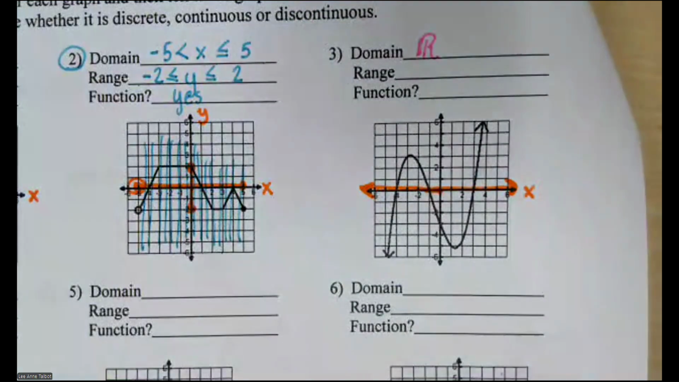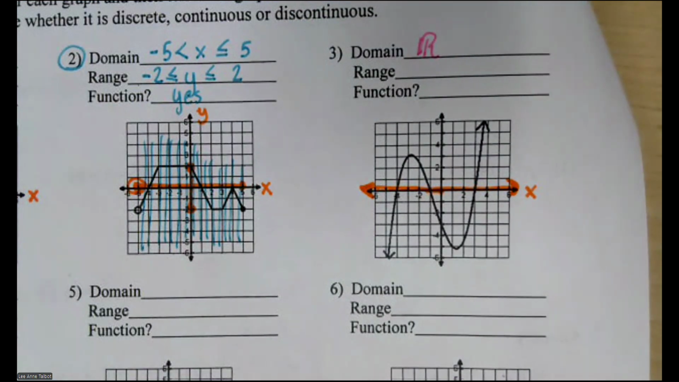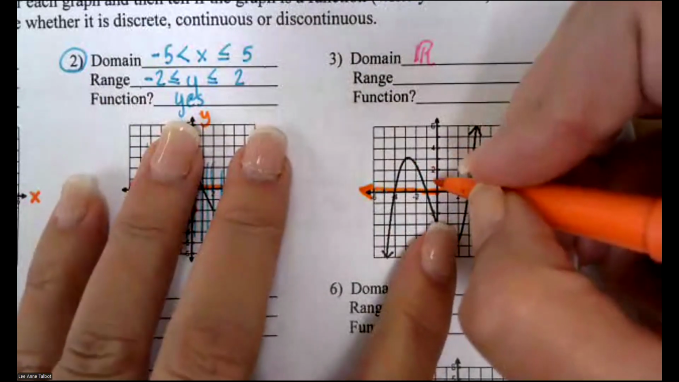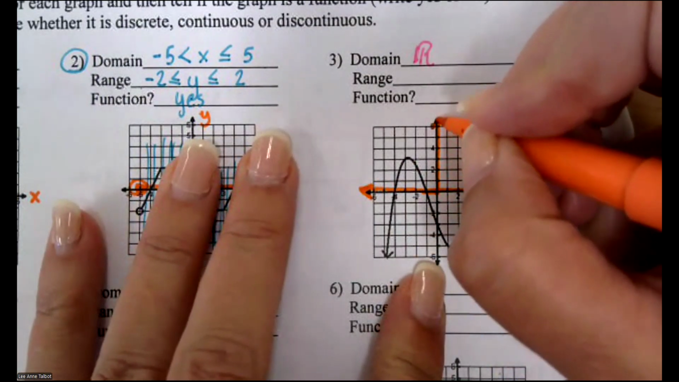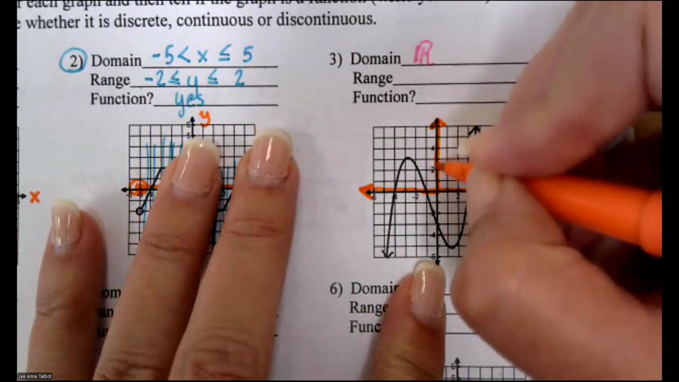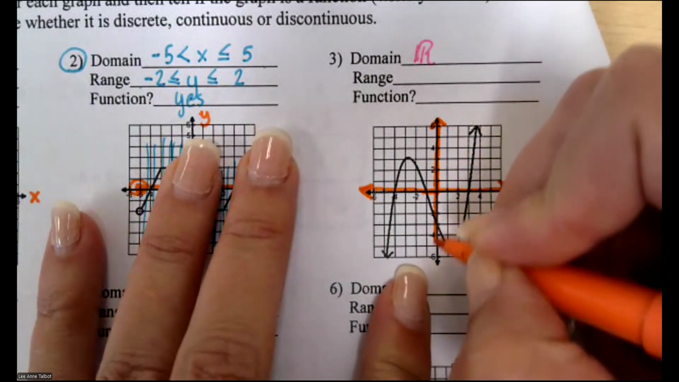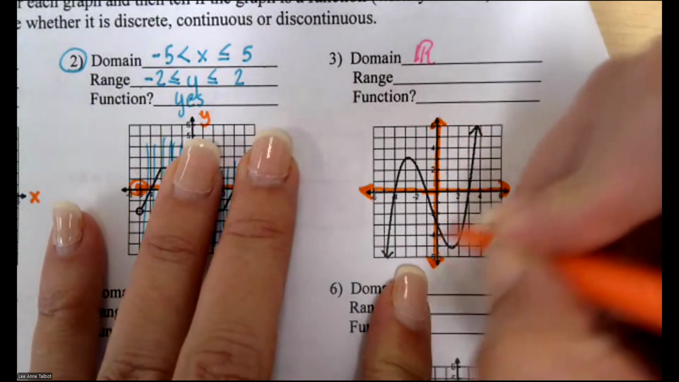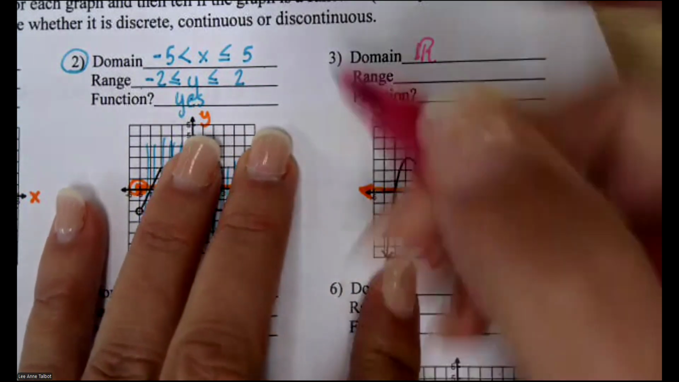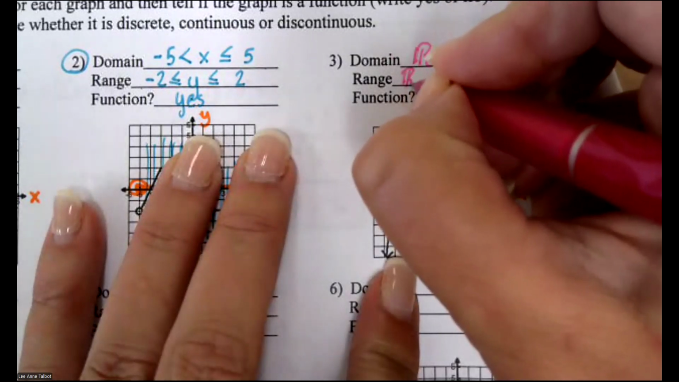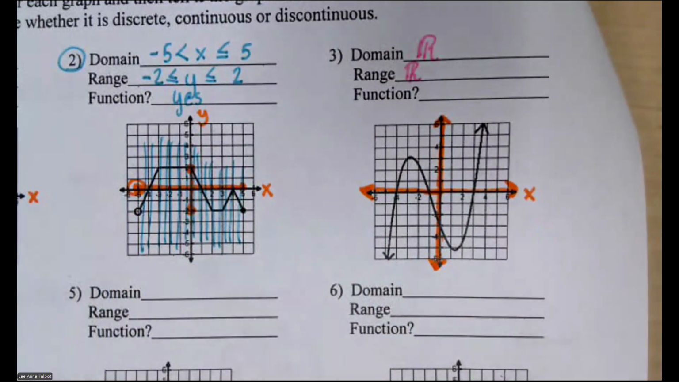Okay. What about the range? Nice. So you're seeing it goes forever up. Everything's covered in this section, goes forever down. Everything's covered in this section. All real numbers. Okay, so is it a function?